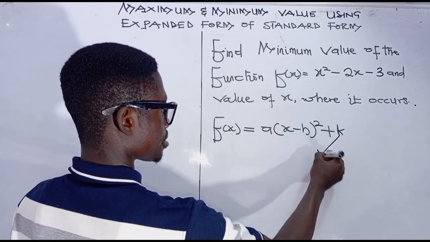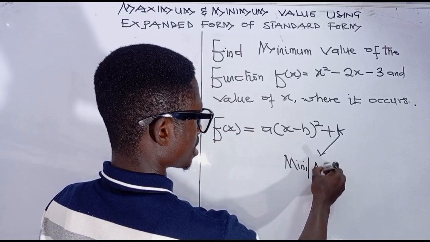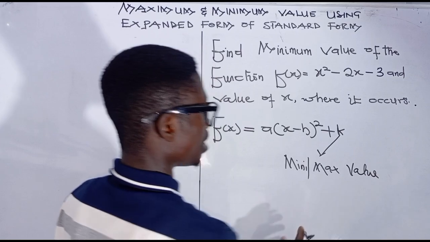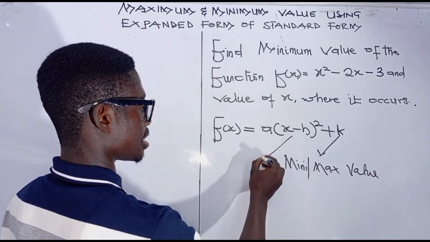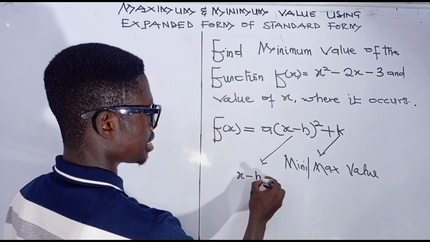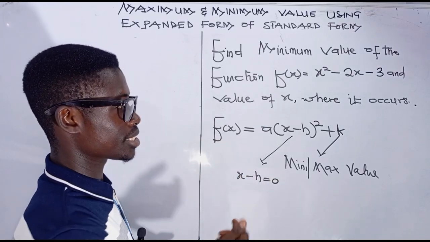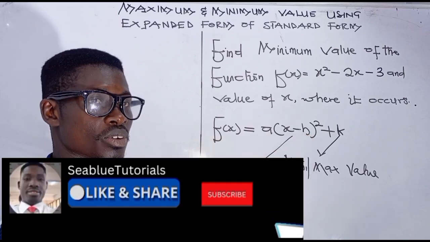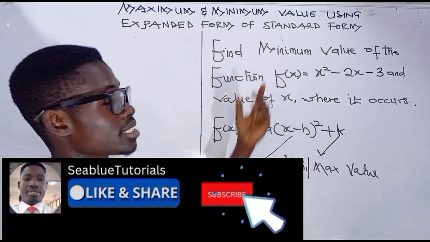where k is the minimum or maximum value, and the value of x, where the minimum or the maximum value occurs, is giving us x minus h equal to 0. So how do we use the expanded form of this standard form to find the minimum or the maximum value of a quadratic function? So we have an example.